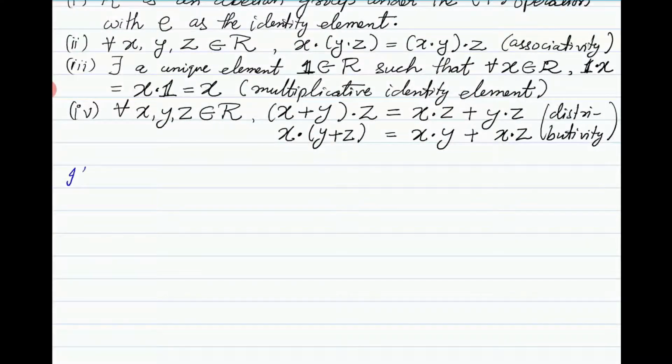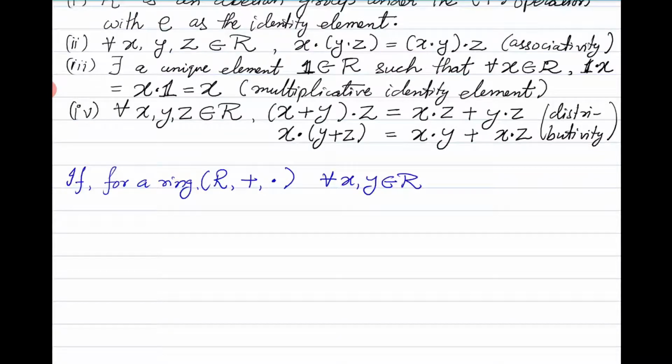Now, for a ring, if this particular condition holds.